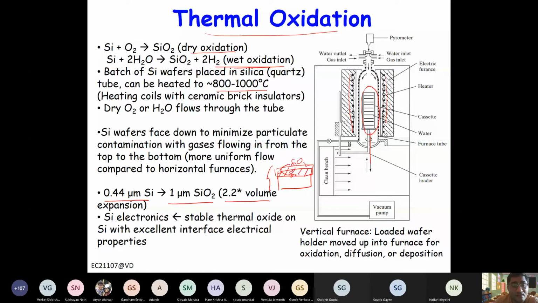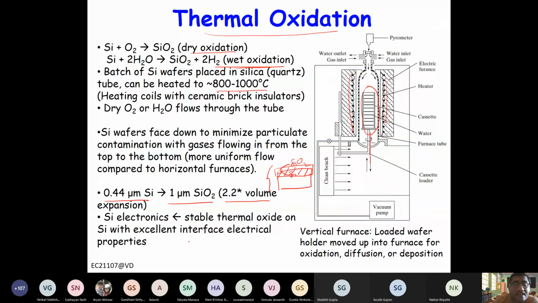Now this ability of forming silicon dioxide is the main reason why silicon electronics is so popular. This native oxide of silicon has very interesting properties. It is thermally stable, and it has a minimum number of interface traps, so the traps are very few. So it is very stable and with good electrical properties. That's why silicon is so popular. Other materials lack this kind of oxide.